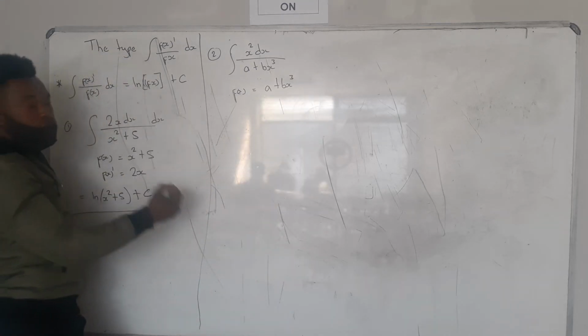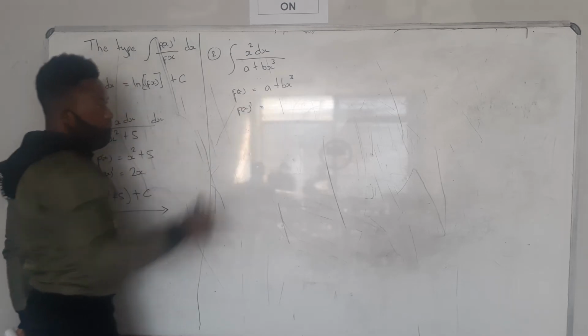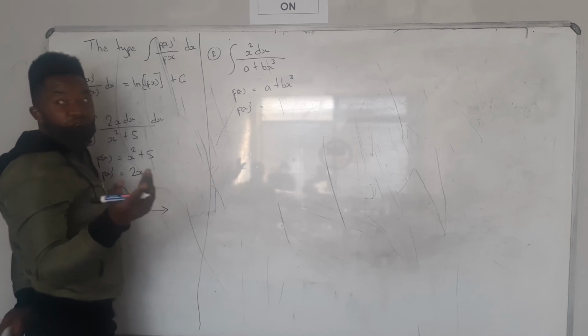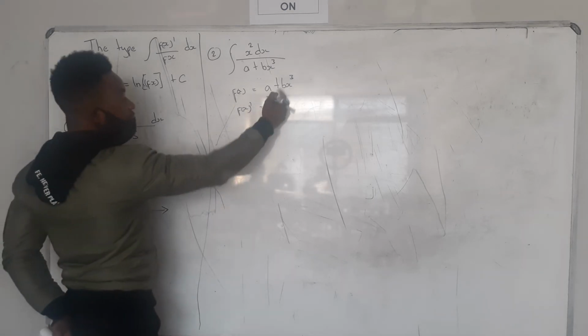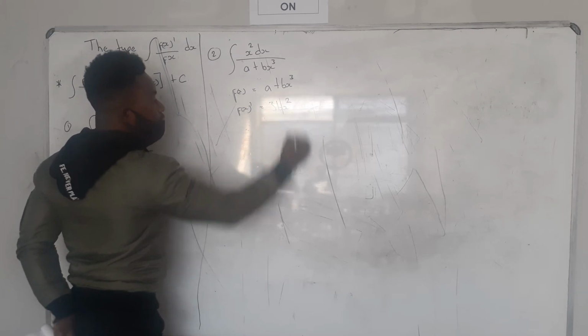Right? And then what you do, you have to derive this f at x prime. What is the derivation of this? A is just like a constant. Right? And remember, derivation of a constant is what? It's 0. Right? And then I have here, I'm going to have what? 3bx to the power 2.